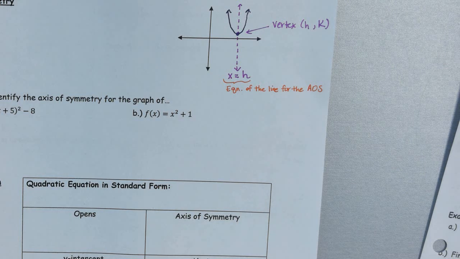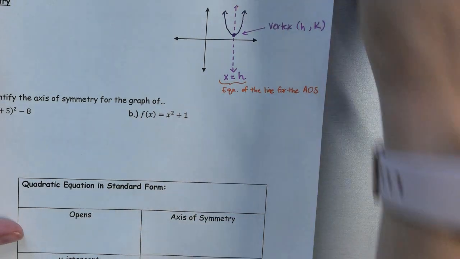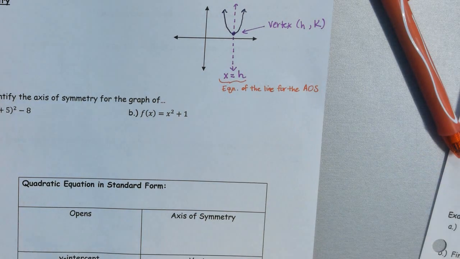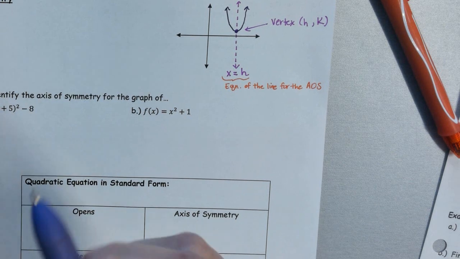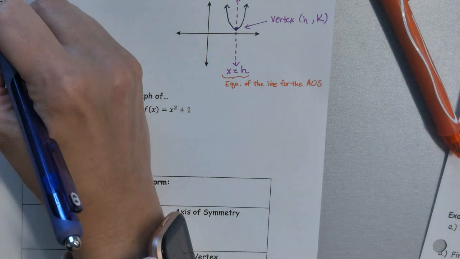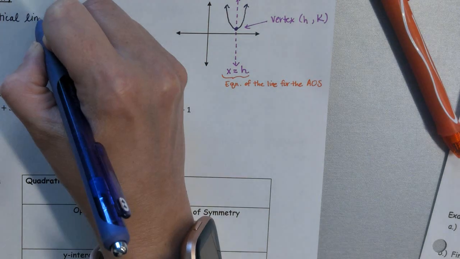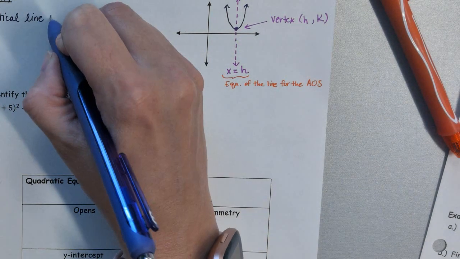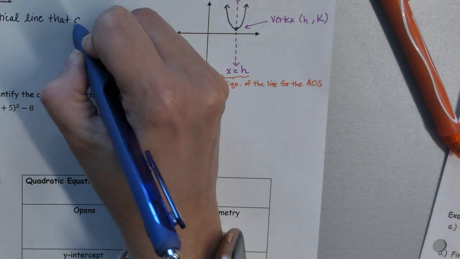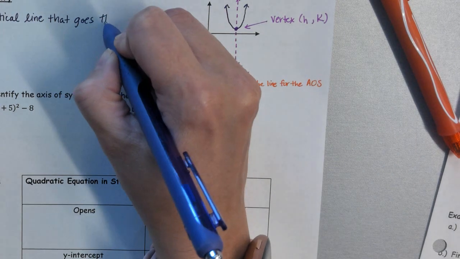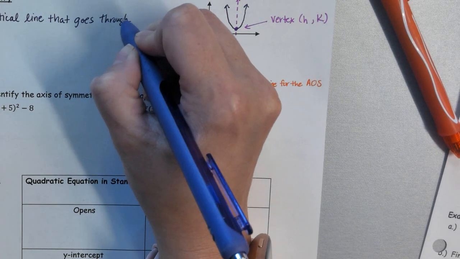If you want to write it out, you can. And then what's true is that the axis of symmetry is always going to go through the vertex. I'm just rewriting what you guys already wrote so that you can see it.